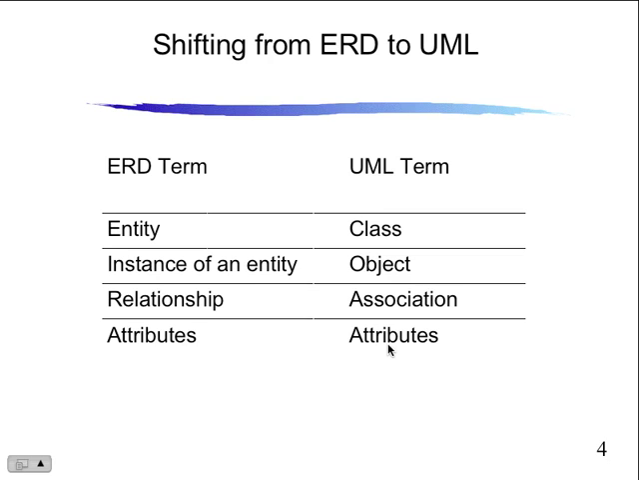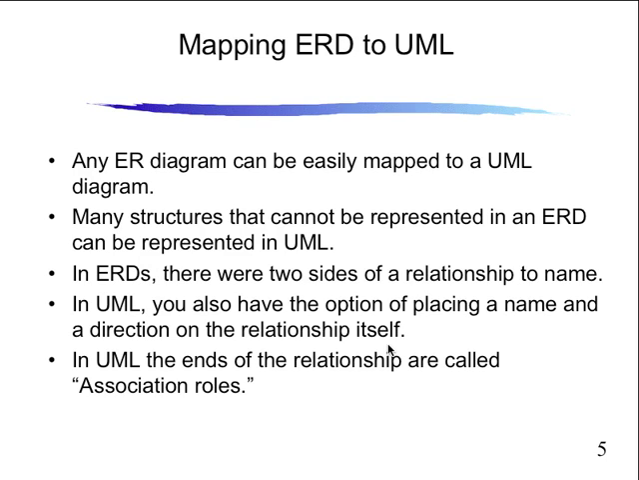So attributes are attributes. That's the same thing. Classes have attributes, so do entities. They both have attributes. So in terms of mapping it, any entity relationship diagram can easily be mapped into a UML diagram. Well, two classifications. It can be an object or it can be a class quite easily. It also actually does translate into other ones like activity diagrams, depending upon the nature of the ERD. Many structures that cannot be represented on an entity relationship diagram can be represented in UML. UML does states, it does sequences, it does behaviors that entity relationship diagrams don't do. And in entity relationship diagrams, there are two sides of the relationships to name.